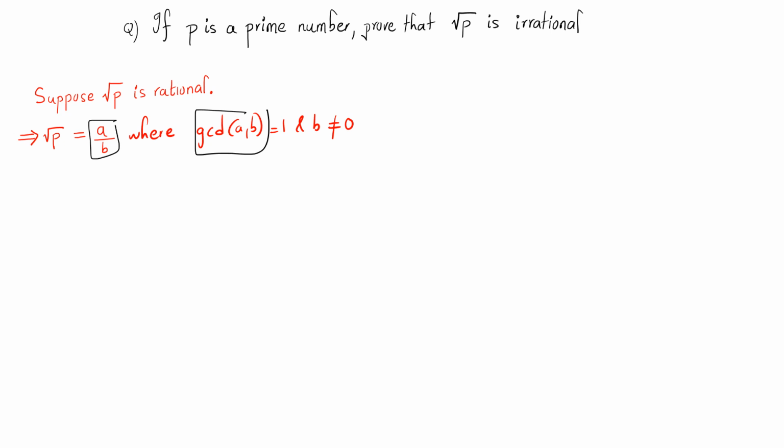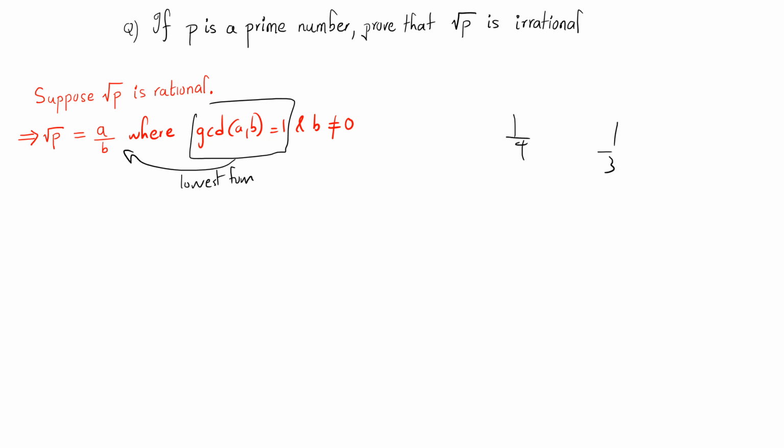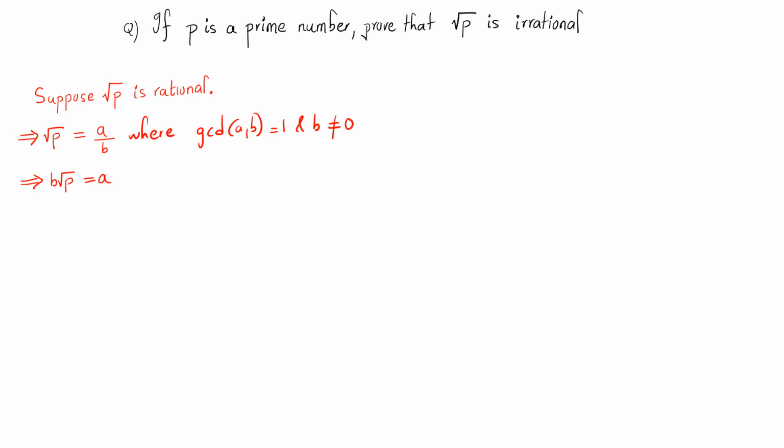So GCD of a comma b equal to 1 basically says that this rational number is in its lowest form, like 1 by 4 or 1 by 3, something like that. Okay. So if root p is equal to a by b, that means we can transpose b over to the other side. Then b times root p is equal to a. Now let's square both the sides. So upon squaring, what do we get?